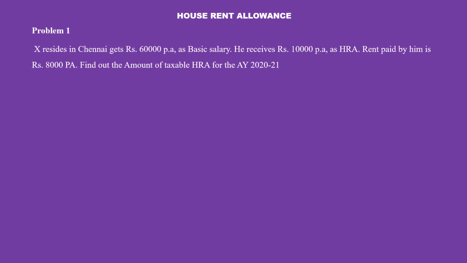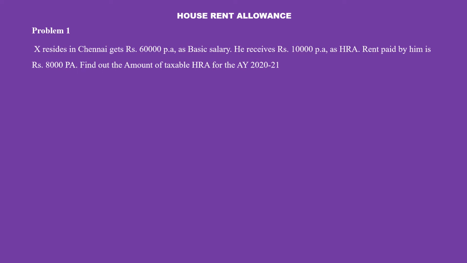So we'll take the first sum under house rent allowance. Problem number 1. X resides in Chennai, gets rupees 60,000 per annum as basic salary. He receives rupees 10,000 per annum as house rent allowance. Rent paid by him is rupees 8,000 per annum. Find out the amount of taxable HRA for the assessment year 2020-21.